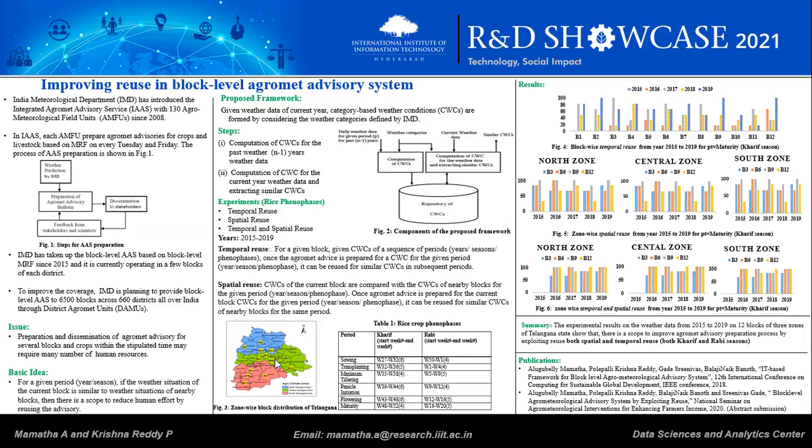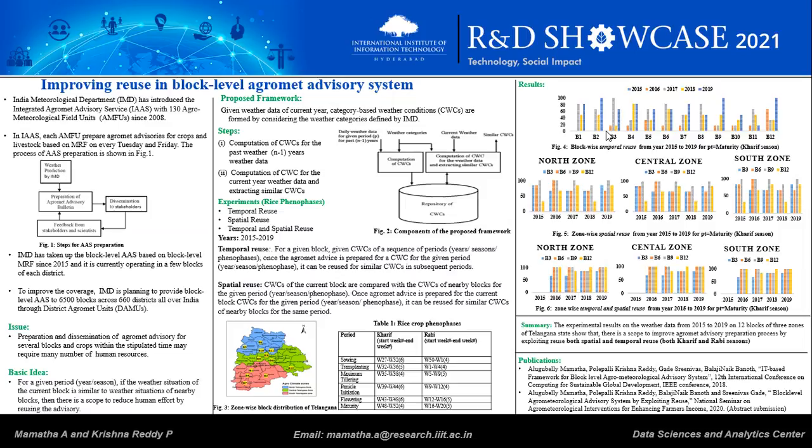We considered 12 blocks of Telangana state for our experiment, which are divided across 3 zones: North Zone, Central Zone and South Zone, and the weather data for 5-day duration is considered for the experiment. And we considered rice crop phenophases for Kharif and Rabi seasons. The details of the phenophase names and the durations with respect to standard week is given in table 1.